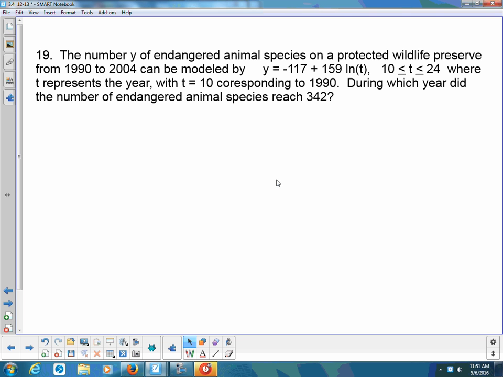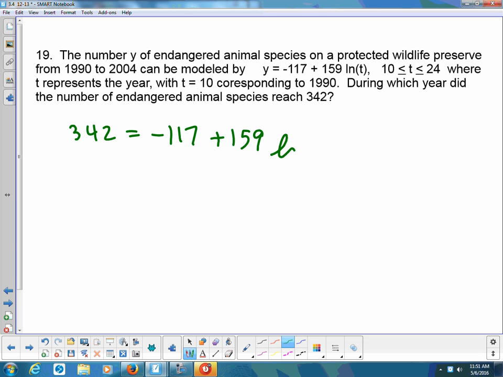Matthew. All right, so I'm going to guess we're going to graph this. I'm going to go with an algebraic solution. We're going to solve the equation algebraically, but we certainly could take a look at the graph after we do that. Should we do 342 equals... So where are we plugging in the 342? For the y, because that's the number of animals. So we get 342 equals negative 117 plus 159 ln of t.